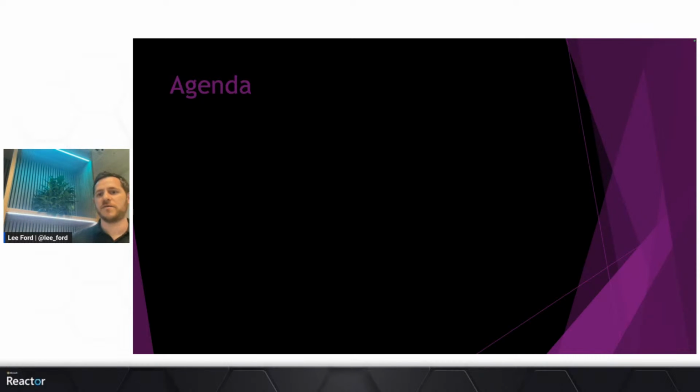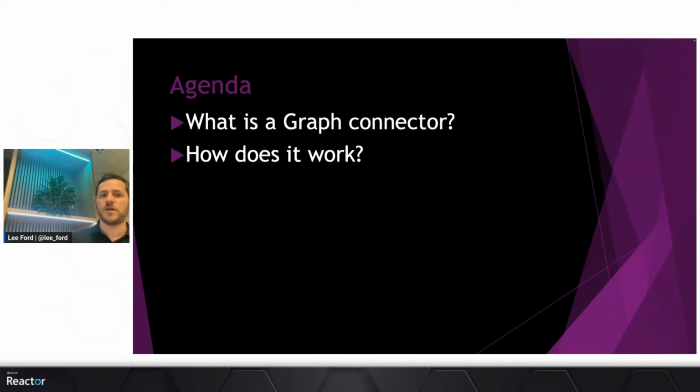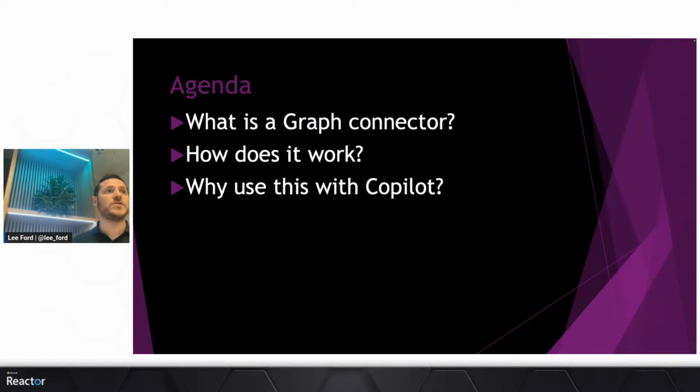So the agenda. We've got the what: what is a graph connector, how does it work, and why use it inside of Copilot. What's the point of getting some data and putting it in a graph connector if you can't really use it? So obviously that's where Copilot comes in to facilitate that. And then we'll have time for a demo, and hopefully, if we've got time, a quick code walkthrough to go through how it all is stitched together.